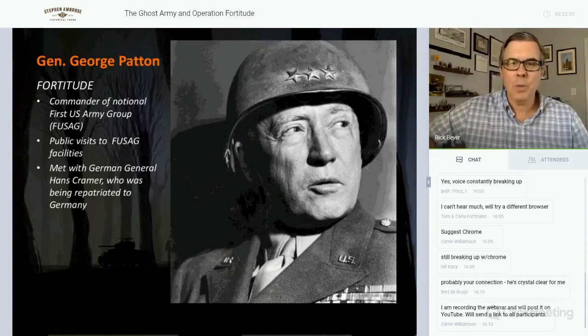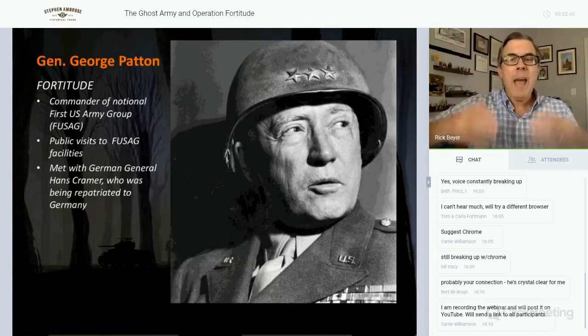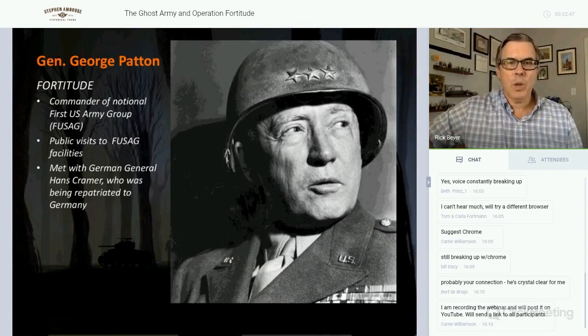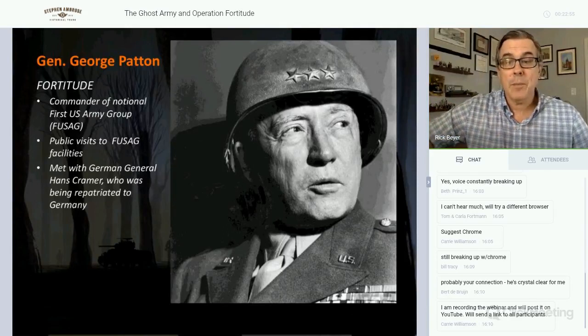1st U.S. Army Group, and maybe Patton drops a hint or two about what's going on, and that the invasion, maybe mentions Pas-de-Calais. Anyway, Patton is deeply involved in the Fortitude deception as part of trying to convince the Germans that this is a real operation and that the real landings are going to take place there.